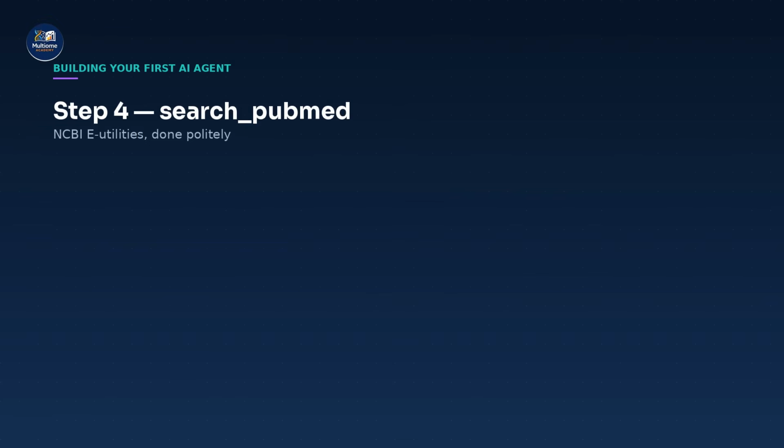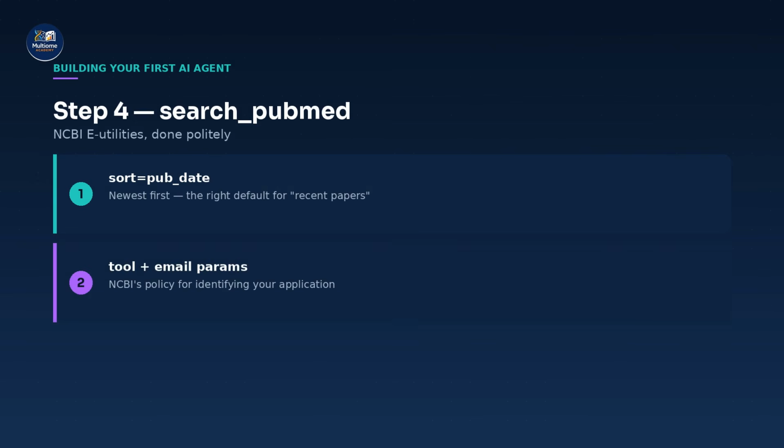The literature tool queries NCBI's E-utilities. Sort by publication date for recent paper questions. Identify your application with tool and email parameters, as NCBI's usage policy asks. And titles alone aren't enough to summarize what a paper found. You need the abstract too, fetched with a second call called EFetch.